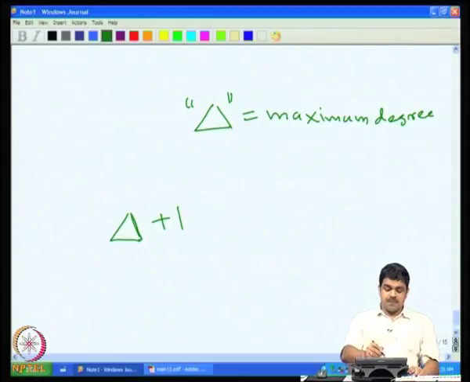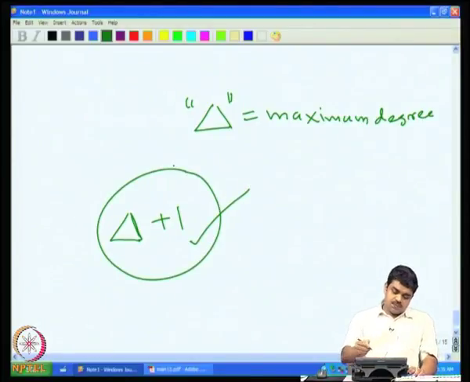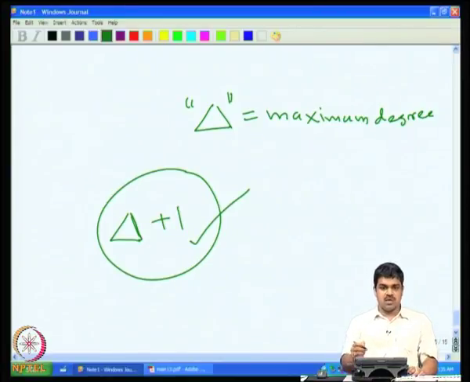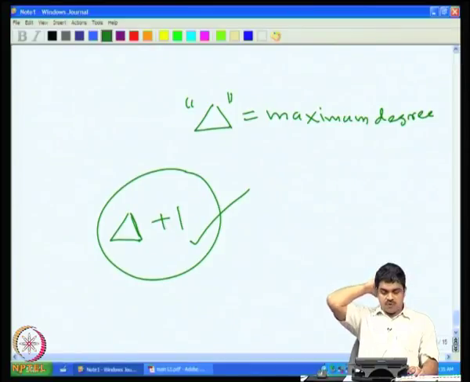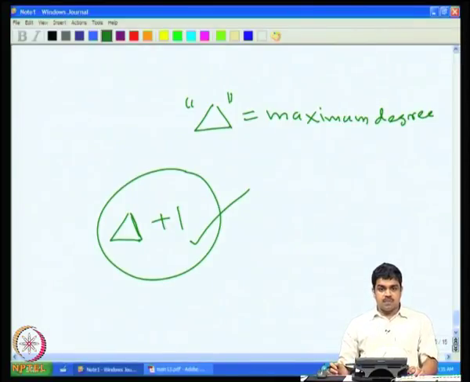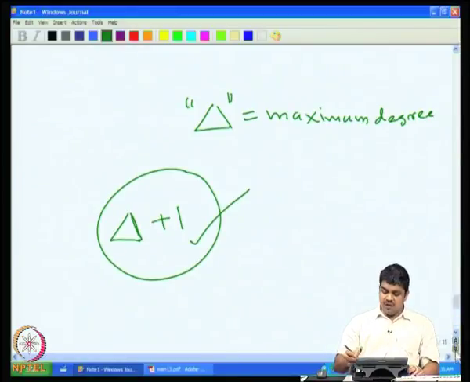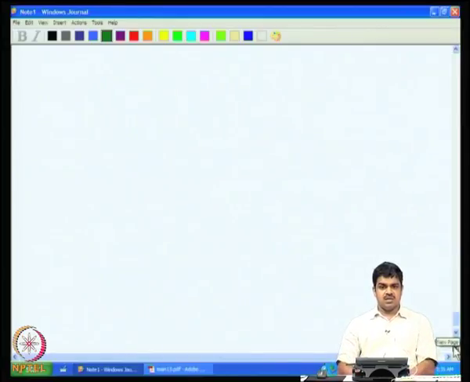So it so happens that you can color the graph in at most delta plus 1 colors. There won't be any situation where you will have to use more than delta plus 1 colors. But if you carefully look at it, it may come to your mind that maybe it is a little too much. You may not need delta plus 1 colors in every situation.